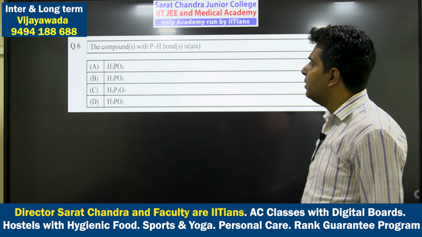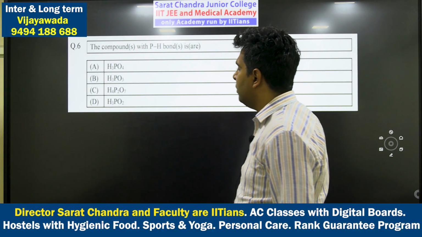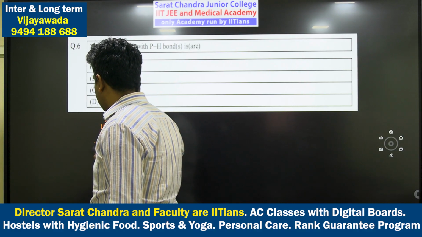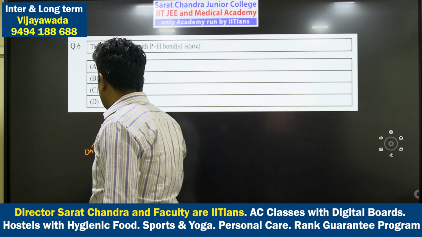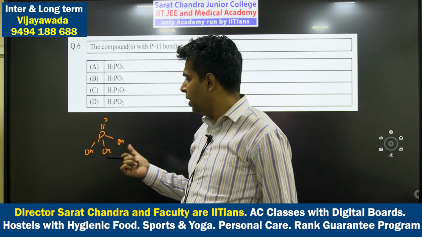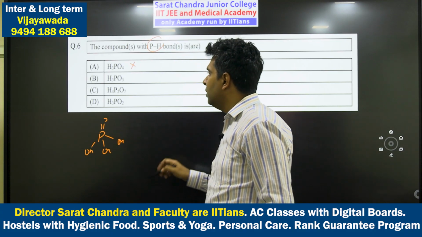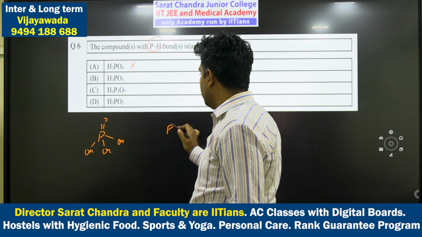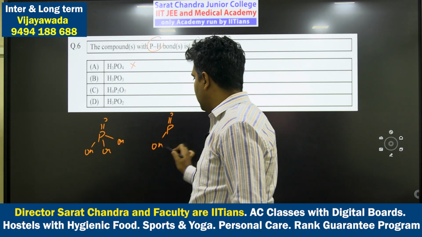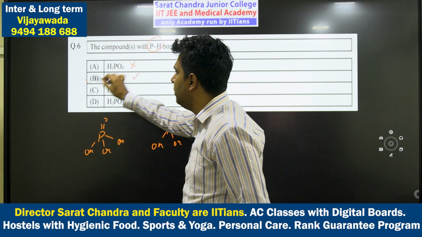So question number 6: the compound with P-H bond is or are, multiple choice question. Phosphoric acid, H3PO4. If you see the structure of phosphoric acid, there is no phosphorus-hydrogen bond. Phosphorus is bonded to oxygen atoms and there is an oxygen-hydrogen bond, so the P-H bond is absent in this. Now H3PO3, phosphorous acid. In phosphorous acid, there is one P-H bond. So the P-H bond is there.